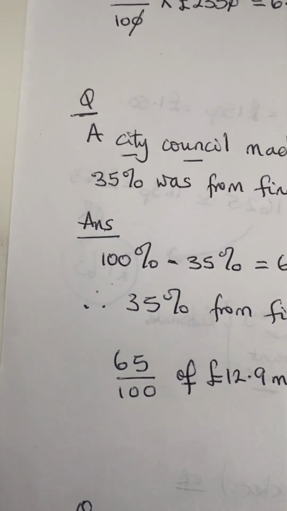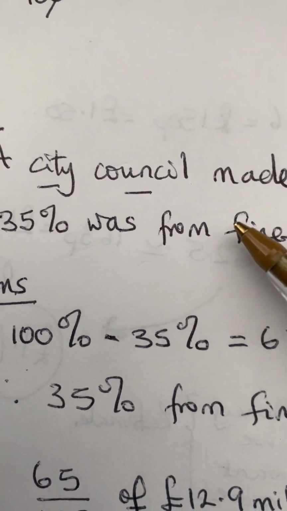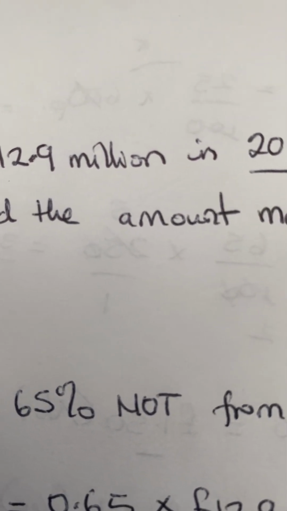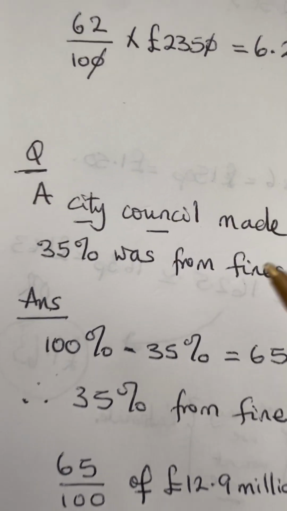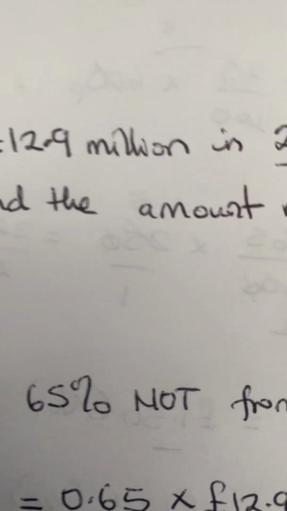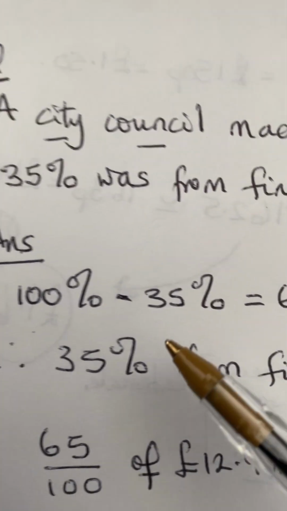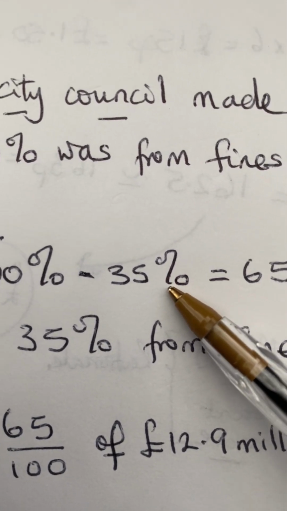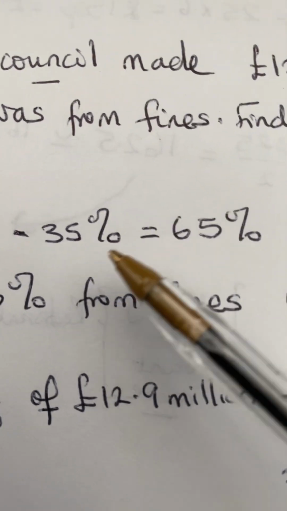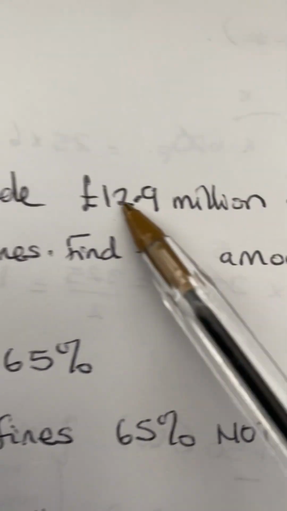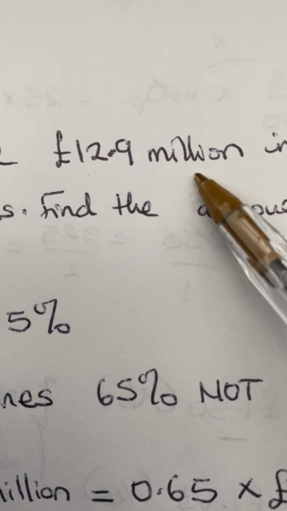Let's look at another question. A city council made 12.9 million in 2023, of which 35% was from fines. Find the amount not made from fines. Okay, so 35% was from fines. Road parking fines, whatever fines. So they got 35% of 12.9 million from fines.